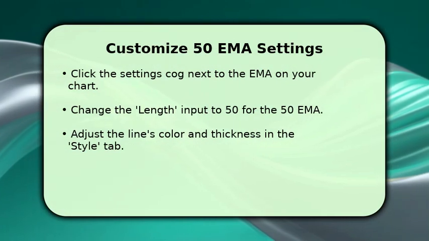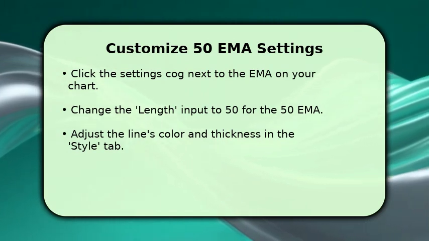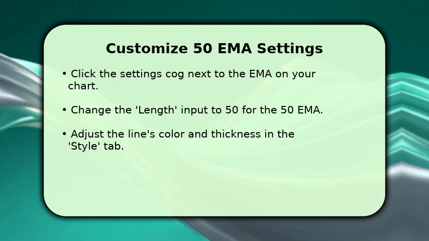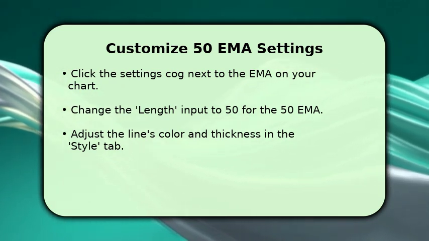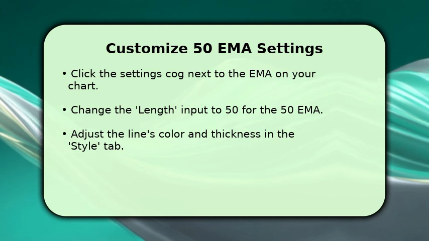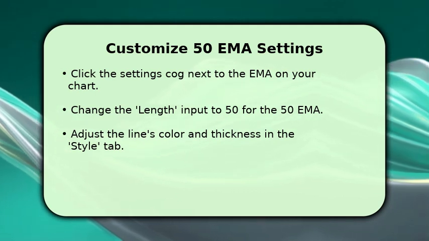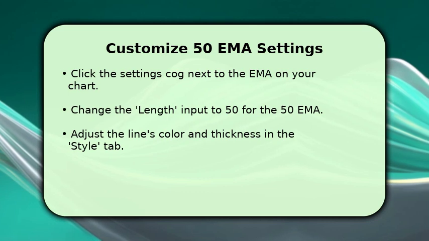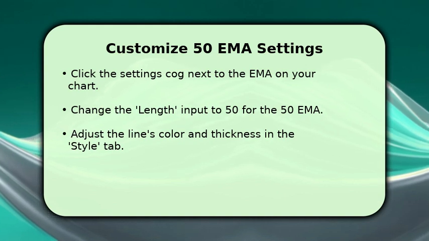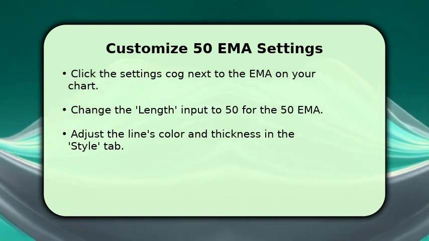Now that the EMA is on your chart, hover over the indicator line and click the Settings cog icon. In the Inputs tab, change the length parameter to 50. This sets it as the 50 EMA. Then, navigate to the Style tab to customize its appearance. You can choose a distinct color and increase the line's thickness for better visibility. Click OK to apply your changes.